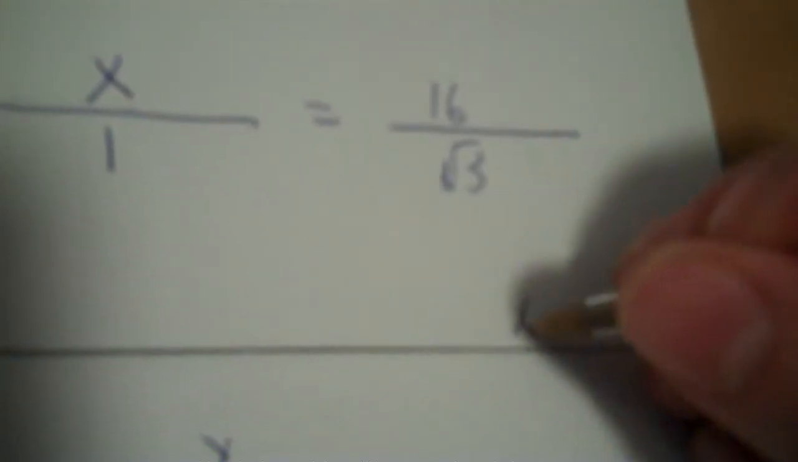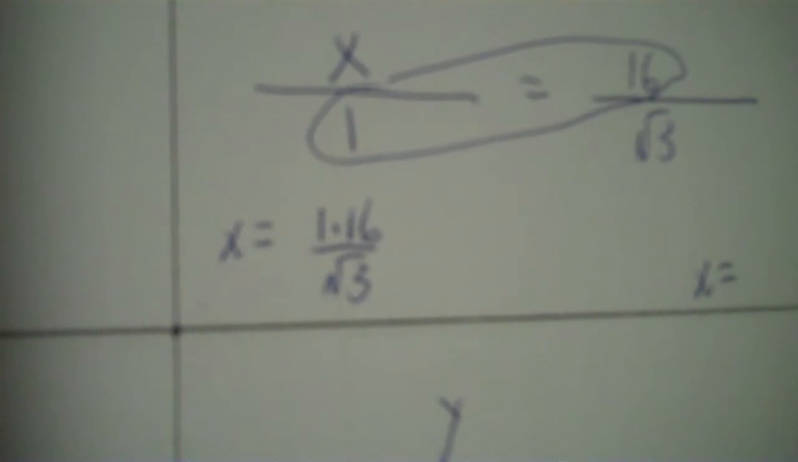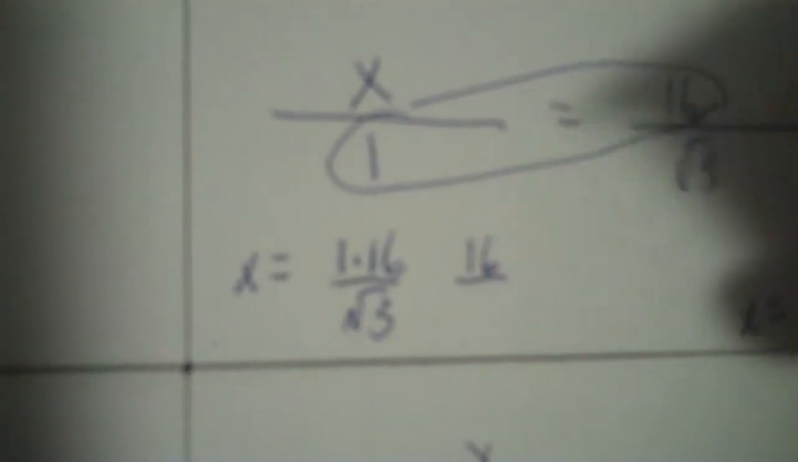So it'd be 16 square root of 3. And the same thing here. We're going to get kind of the same messy thing that we did on the last problem. So we need to take 1 times 16, and then divide that product by the square root of 3. So 1 times 16 is 16. That's not the issue. The issue is the square root of 3. You can't divide these.